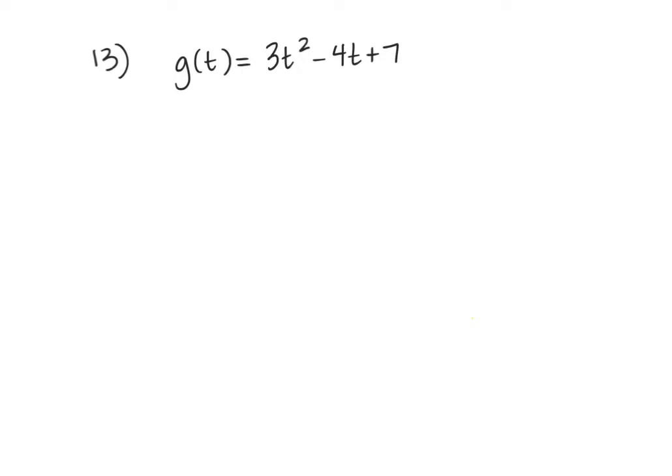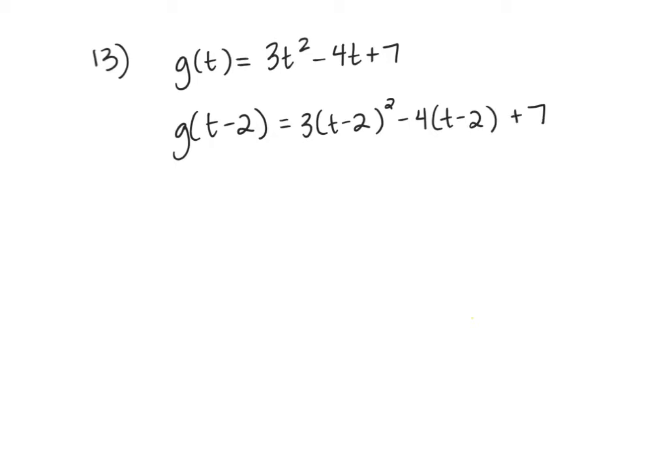For question 13, we're doing these algebraic substitutions. And so for the second one where we needed g of t minus 2, this is the one where you need to substitute t minus 2 everywhere you have a t. And so you'll see that I had to substitute it there and square. So you have 3, then t minus 2 squared minus 4 times t minus 2. Everywhere that there was a t, there's now a t minus 2.